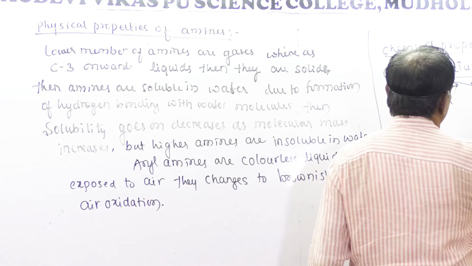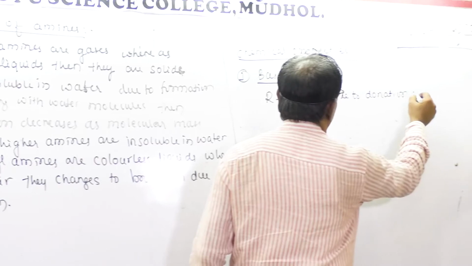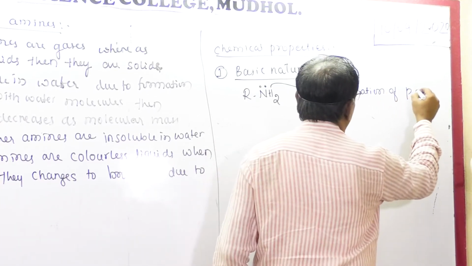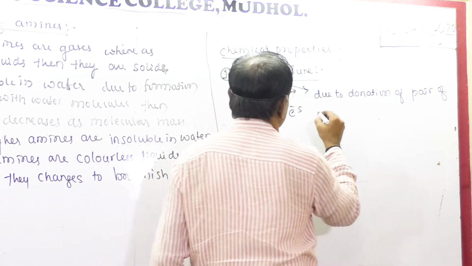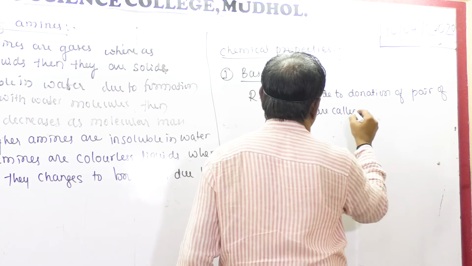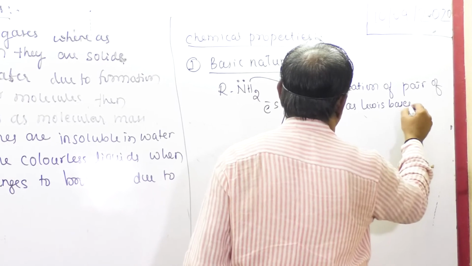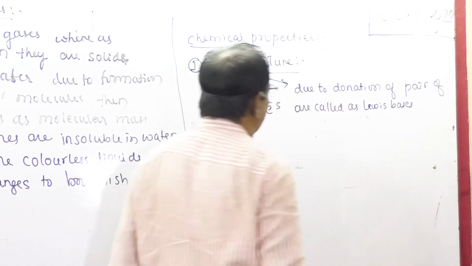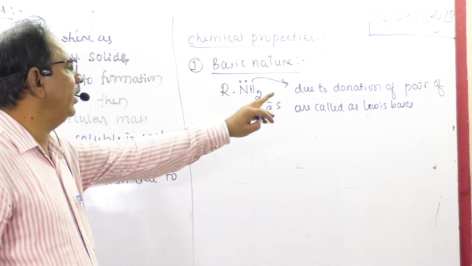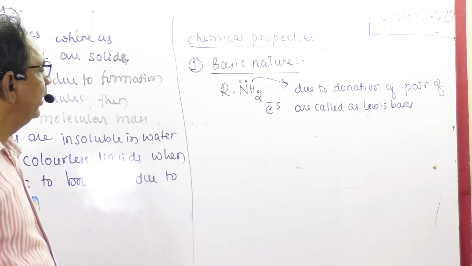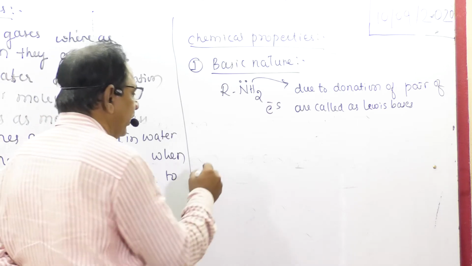Due to donation of a pair of electrons, they are called Lewis bases. All the amines having nitrogen with a lone pair of electrons donate the pair of electrons, hence they are basic in nature. And this basic character is again explained by the given reactions.